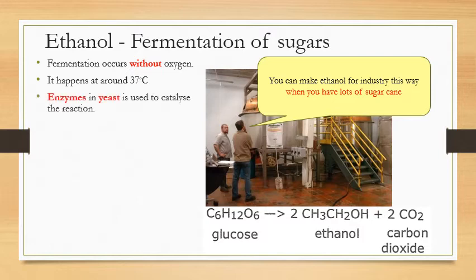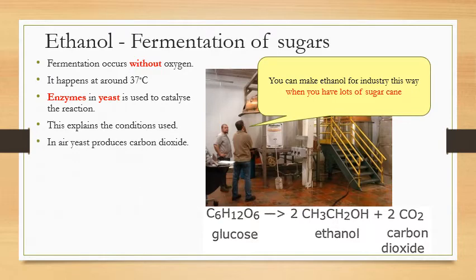fuel. So enzymes in a material called yeast, which is kind of a life form, which is all around us, is used to catalyze the reaction. That's how we make beer, for example. And the use of the yeast explains the reaction conditions that are actually used.